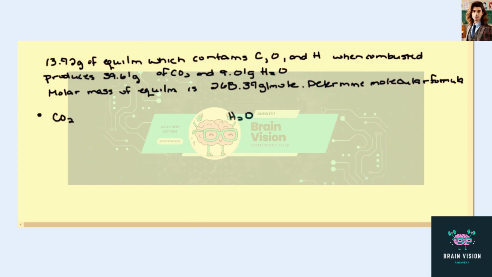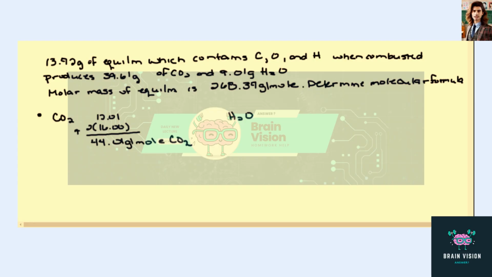Depending on what periodic table you have, we have one carbon, so that is 12.01, and we have 2 times oxygen, which is 16.00. We're going to add those together, and we should get 44.01 grams per mole of CO2. So that's the molar mass.